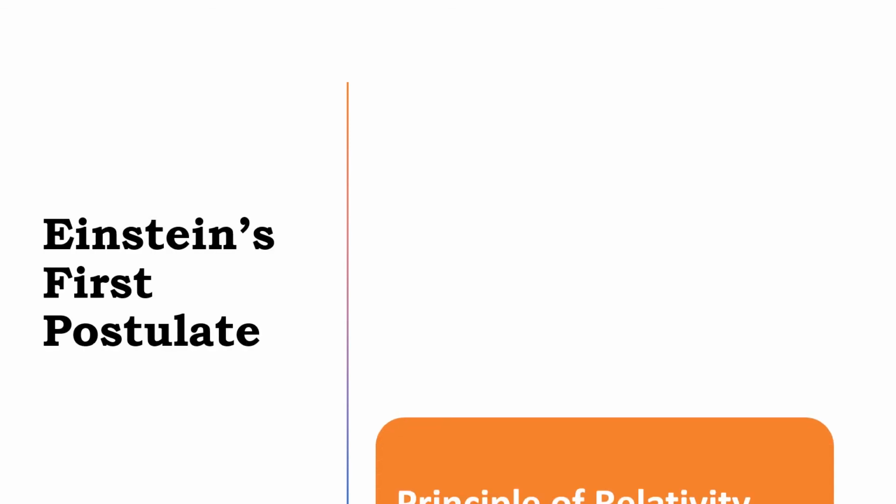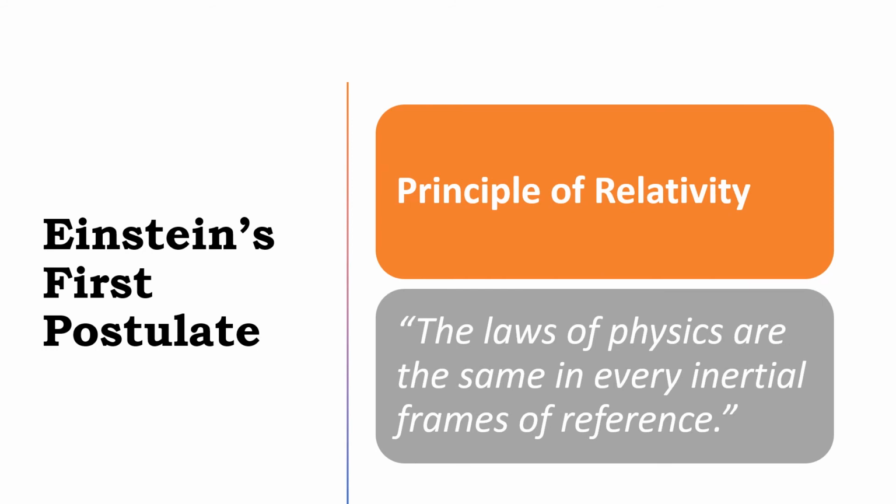Einstein's first postulate, which is called the principle of relativity, states that the laws of physics are the same in every inertial frame of reference. If the laws differed, that difference could distinguish one inertial frame from the others, or make one frame somehow more correct than the other. Here is an example.